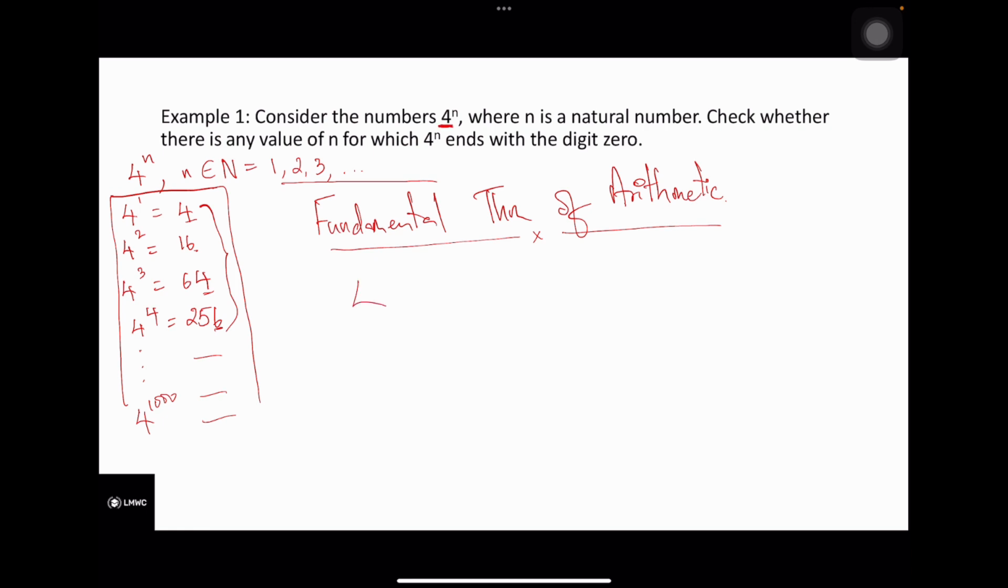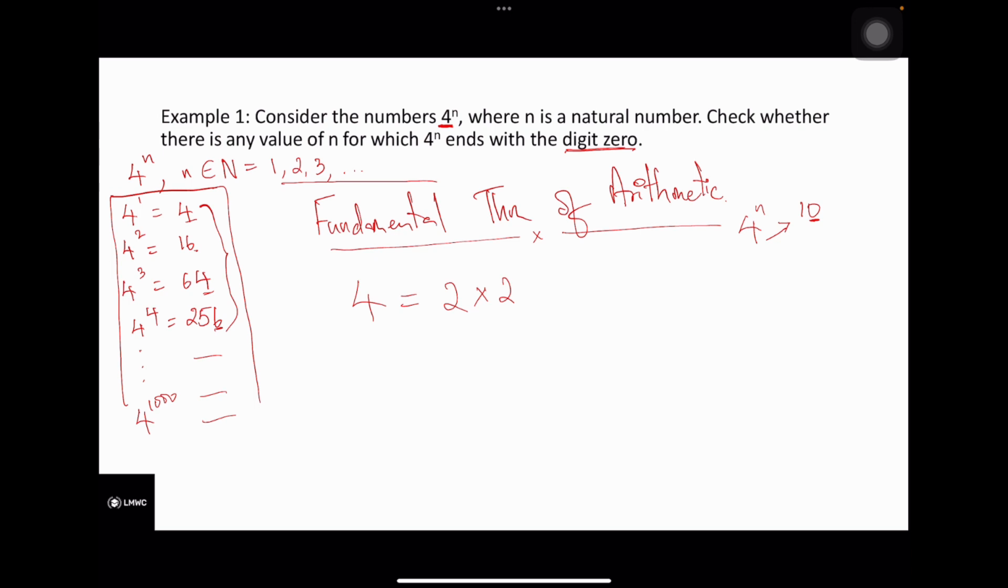Now if you look at the question, which is 4 to the power n, the number 4 is actually a composite number. It is the smallest composite number, and I can express it as a product of primes. So I can express 4 as 2 times 2, isn't it? Now, as per the question, you have to find a number which ends with 0. If you look at the number 10, the last digit is 0. So you need to check whether 4 to the power n will give something like this.